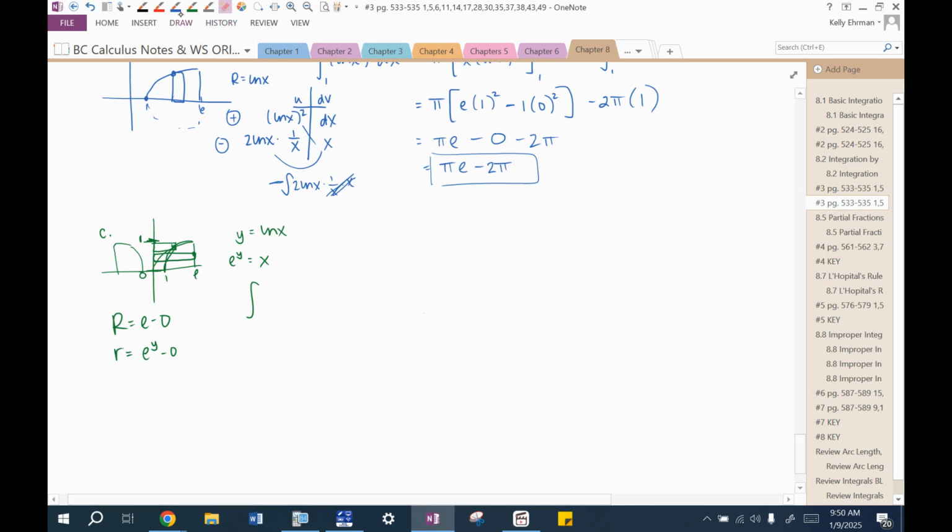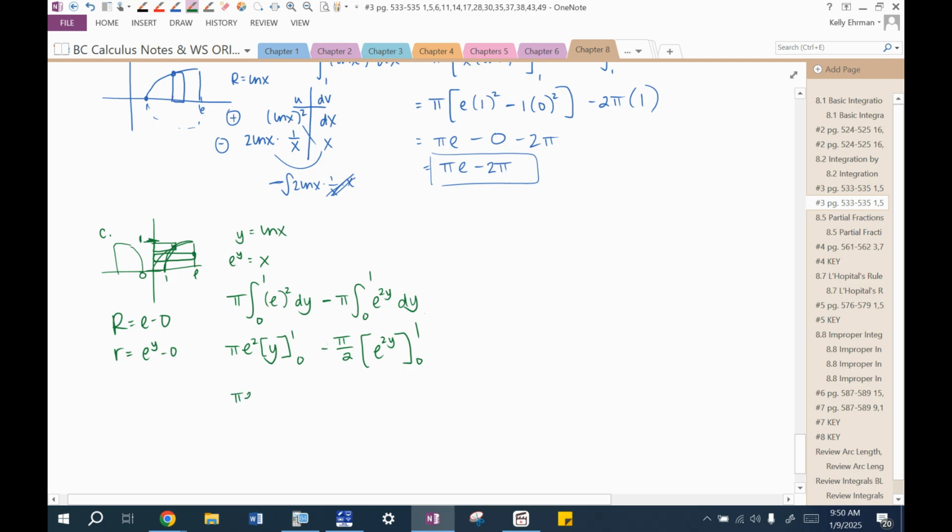So the integral from 0 to 1 of pi times capital R squared, e squared dy, minus pi times the integral from 0 to 1 of e to the y squared, e to the 2y dy. This is pi e squared times y. Integral of a constant is y, from 0 to 1. Minus, this is going to have that little u substitution. There's going to be a 1/2 there, and then it'll be e to the 2y from 0 to 1.